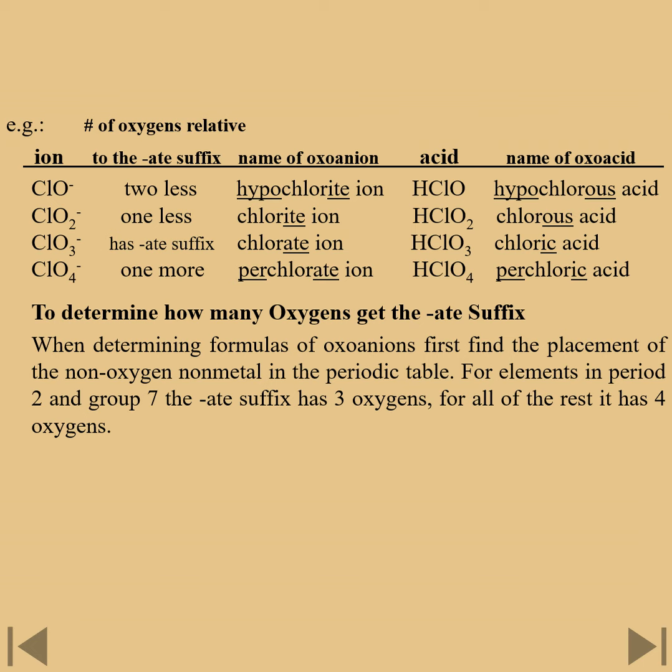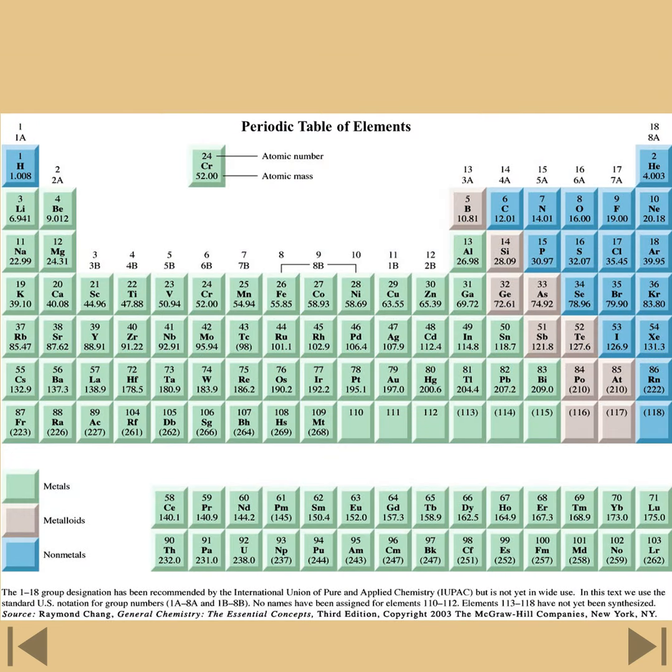For the elements that are in period 2 or group 7A, these elements have 3 oxygens to get the -ate suffix. Anybody else would have 4. So here's our periodic table, and there's the 7. Period 2 in group 7A, note it forms a 7. It looks like a 7.